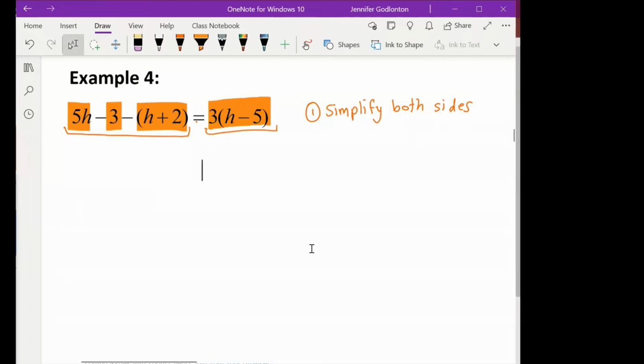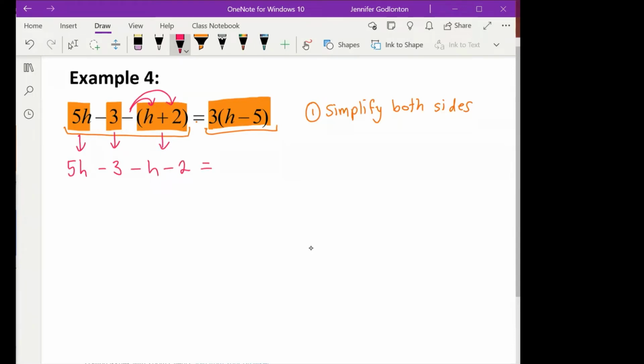Okay, so the first thing we do is to simplify both sides. We want to identify our terms so that we know where our distribution happens. Nothing can happen to that 5h because it's just a 5h. That's its whole term. Nothing can happen to this -3 because it's its whole term. But over here, we have to distribute that negative sign into both of those. So negative times h is negative h, and a negative times 2 is negative 2.